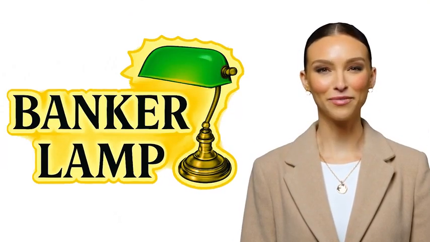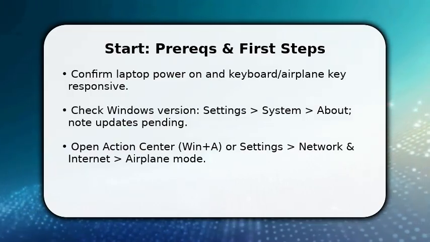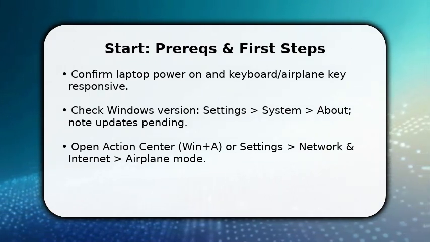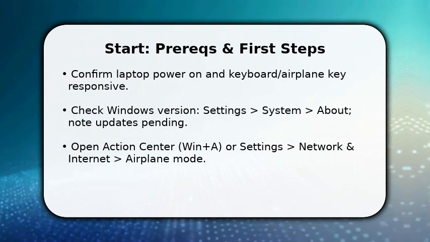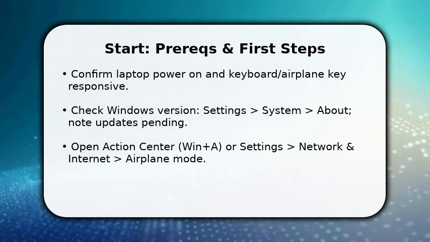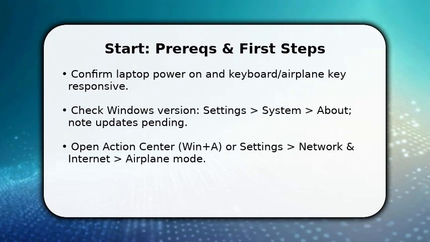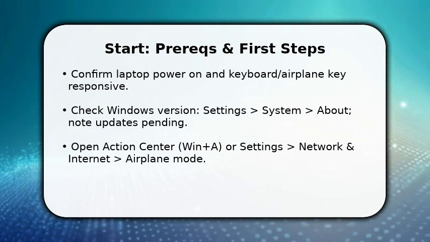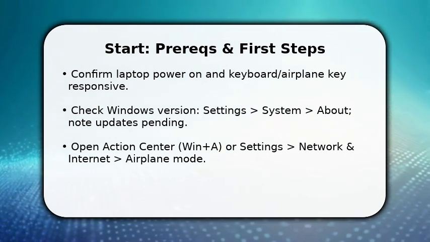Please enjoy the video. You'll begin by making sure the basics are met. Your PC is powered, you can type, and you can access quick settings. Once done, open the Action Center with Win+A or go to Settings, Network and Internet, Airplane Mode. You're checking both places because sometimes the toggle differs between system and manufacturer utilities.